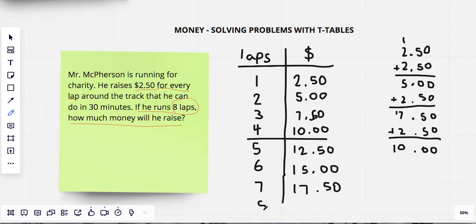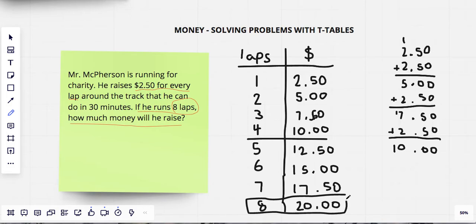And then my 8th lap is going to be another 250, which is going to take me to $20. And that is our answer right here.